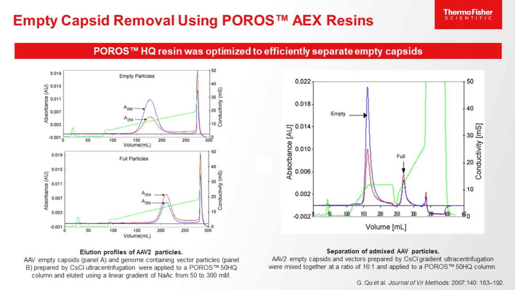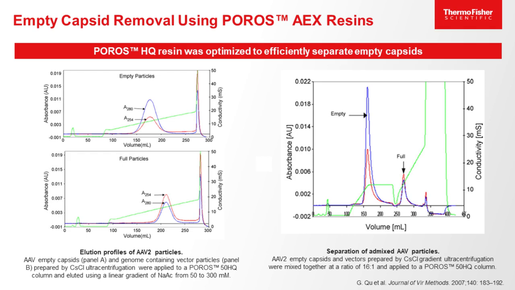Here we have a published example of porous HQ in an empty full capsid separation process. In this paper by Chu et al., we see that empty AAV2 capsids purified by cesium chloride gradient are applied to a porous HQ column and then eluted by a linear sodium acetate gradient. The same was done with full capsids purified by cesium chloride. We see that here on the top, empty capsids characterized by a higher absorbing A280 peak elute sooner than the full capsids characterized by a higher absorbing A260 peak on the bottom.